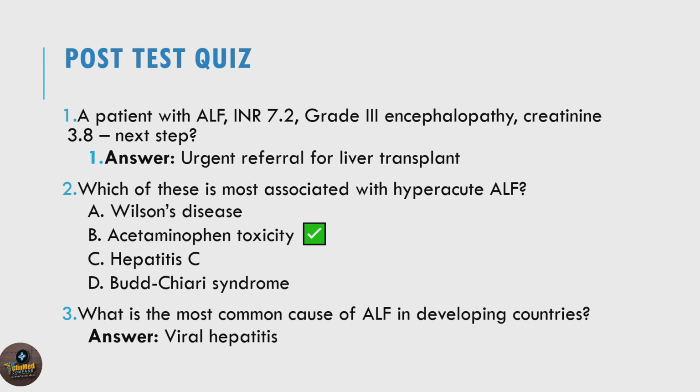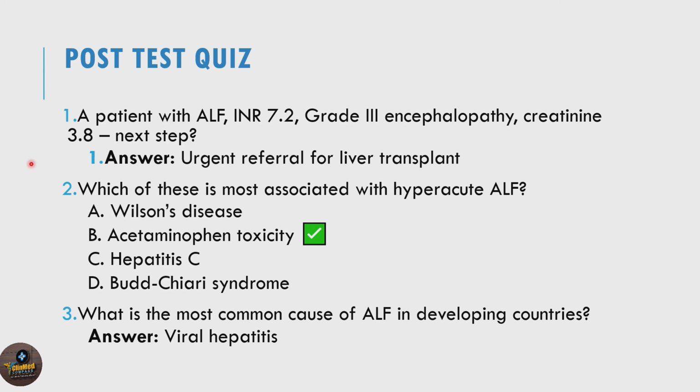Having discussed acute liver failure, let us revisit our quiz questions. Question 1. A patient with acute liver failure, INR of 7.2, grade 3 encephalopathy, and creatinine of 3.8 milligrams per dL. What is the next step of management? Simple. Urgent referral to a liver transplantation. If you look at it properly, this patient is meeting the King's College criteria.